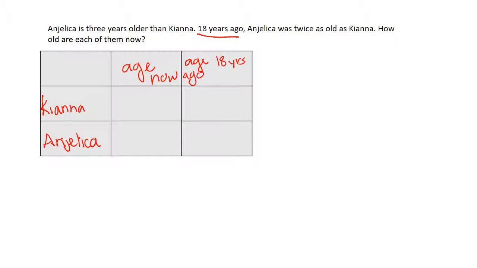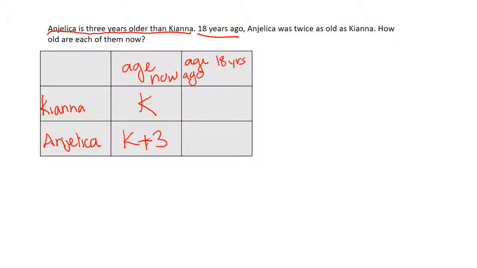Okay, so we don't really know anyone's age right now, but we do know a little bit of information about it. We have this sentence right here, that Angelica is 3 years older than Kiana. So since we know less about Kiana's age, we're going to use that as the variable, so we'll call that K. And then Angelica, we'll say she's K plus 3, since she is 3 years older than Kiana.